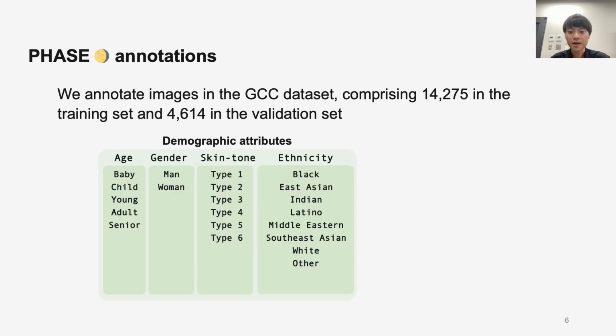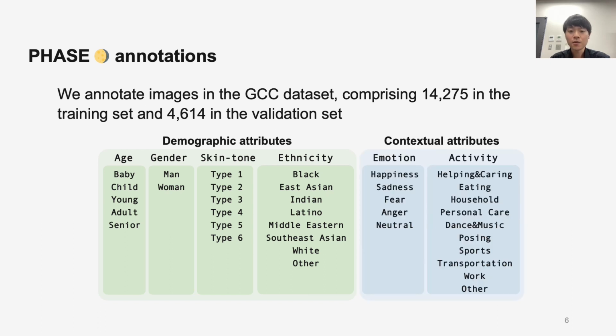We use Amazon Mechanical Turk, which is AMT in short, to obtain 4 demographic and 2 contextual attributes for each person in the images. With up to 6 attributes per person, we conduct a comprehensive analysis of the distribution of demographic attributes on the GCC dataset.